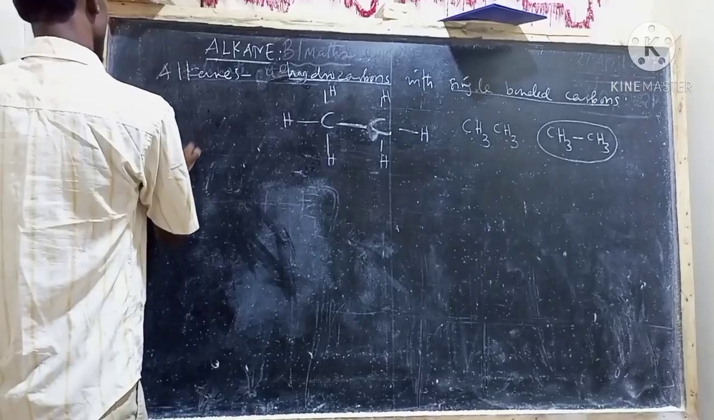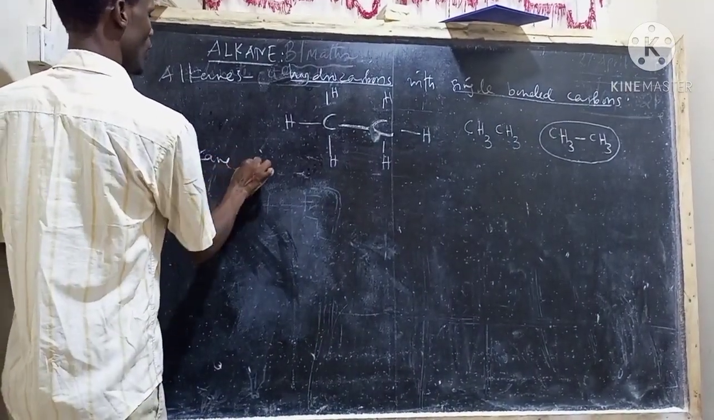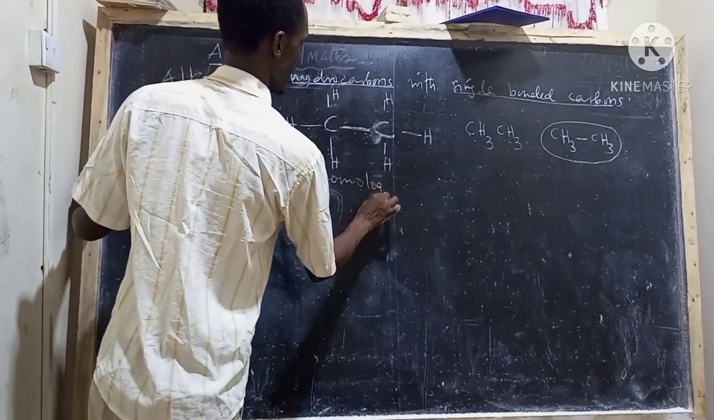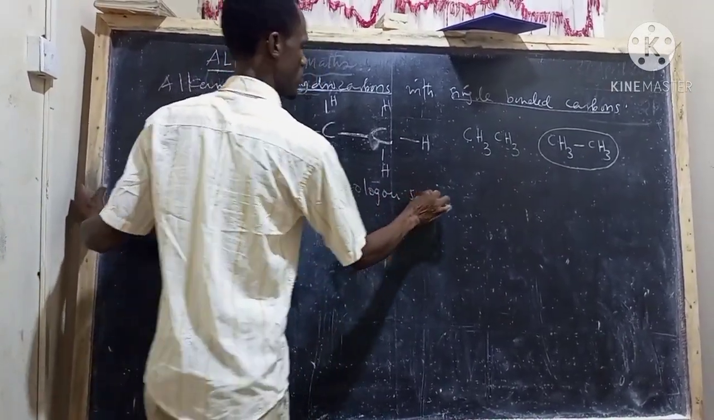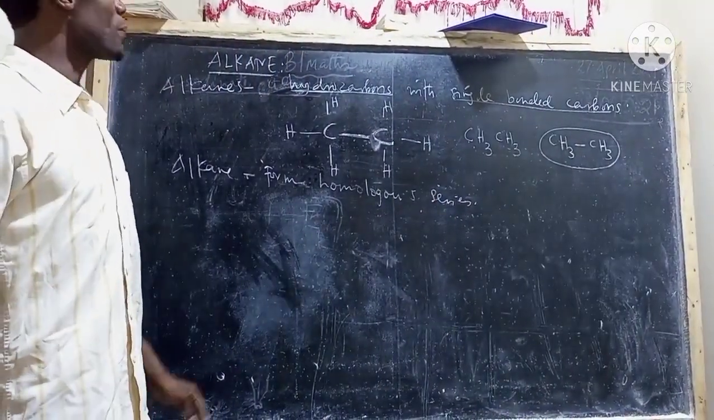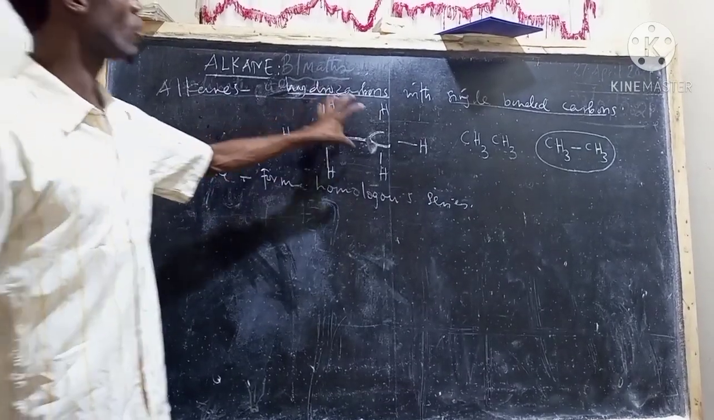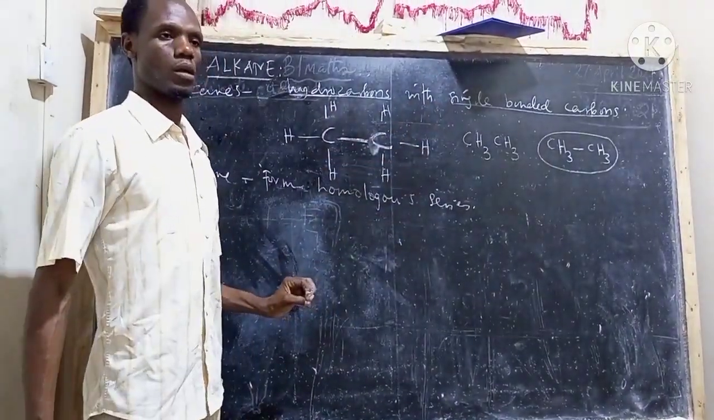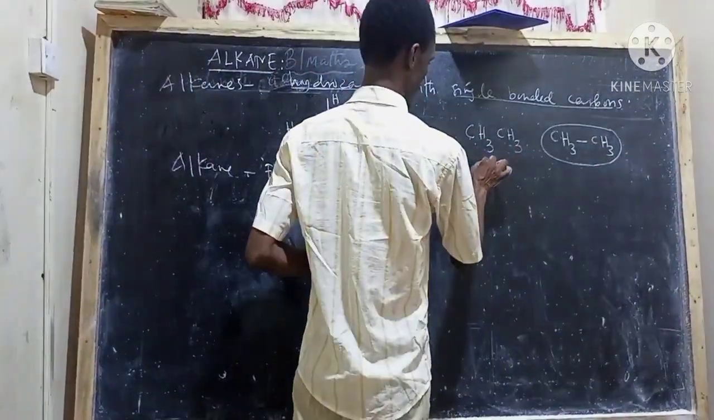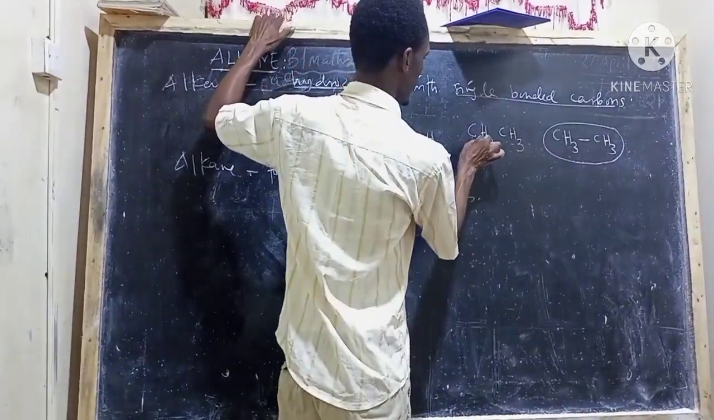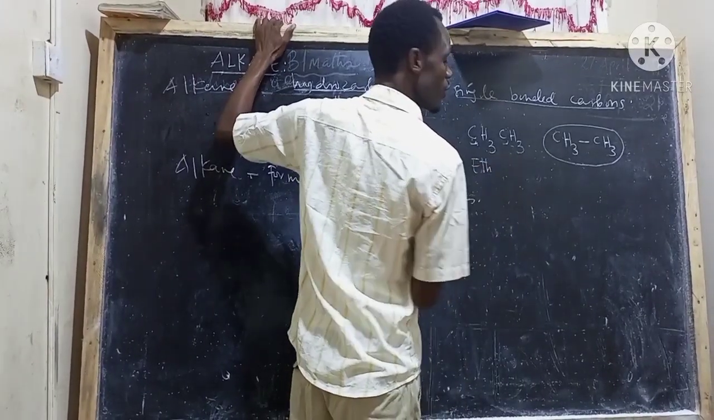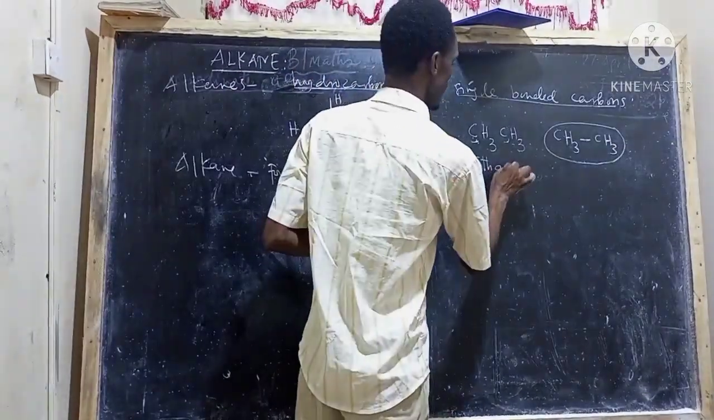And alkane forms a homologous series. That is the point to remember. But by definition, alkanes are hydrocarbons with single bonded carbons. And I've written an example here. The same applies. This is ethane, because we have two carbons. But because we are just talking about alkane, we just say ethane.